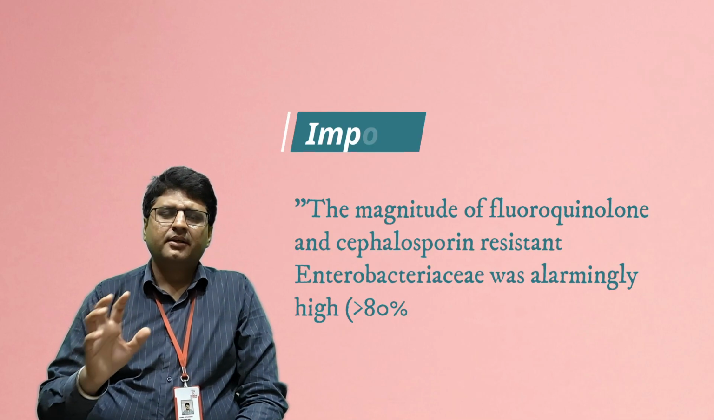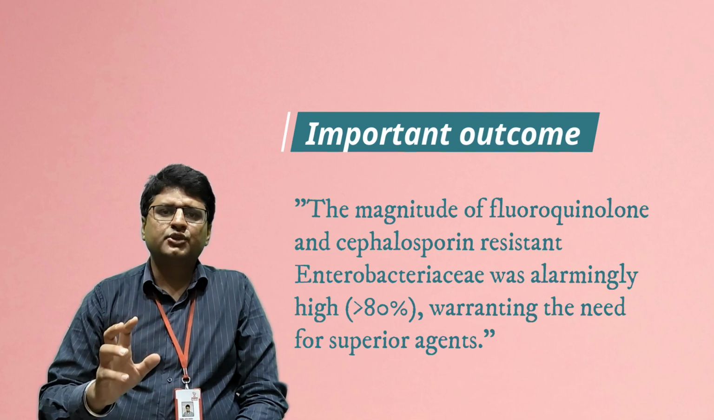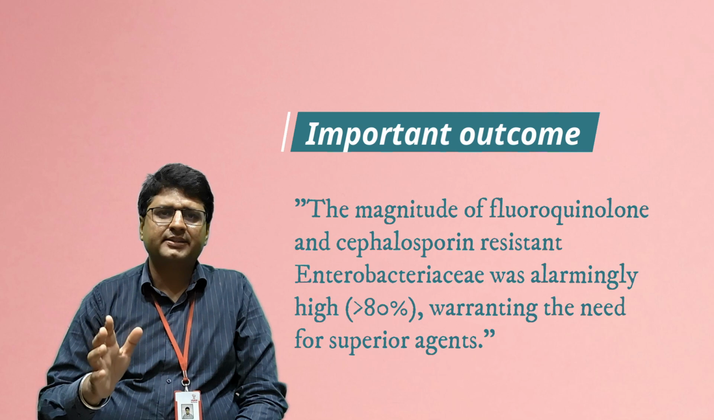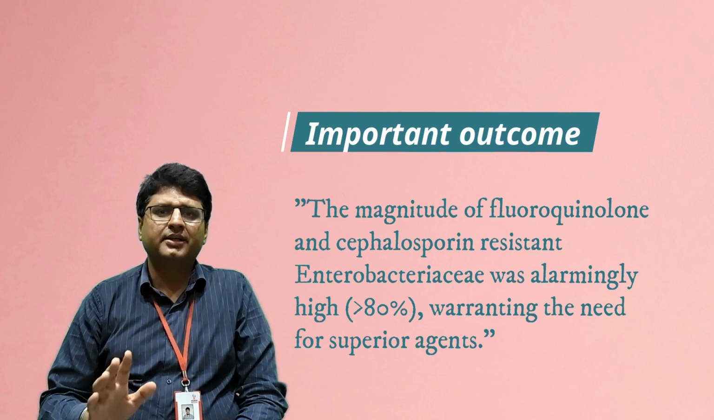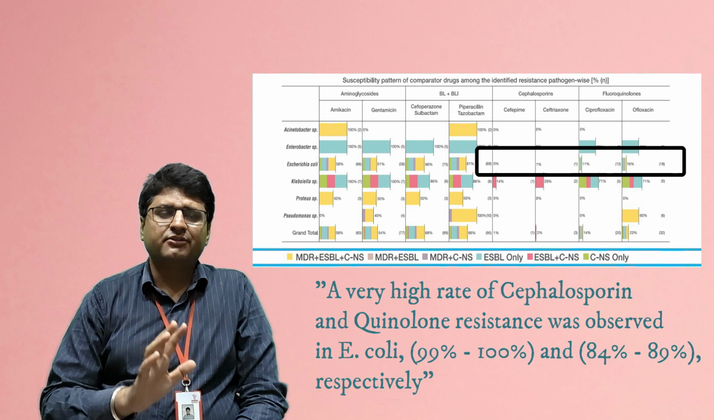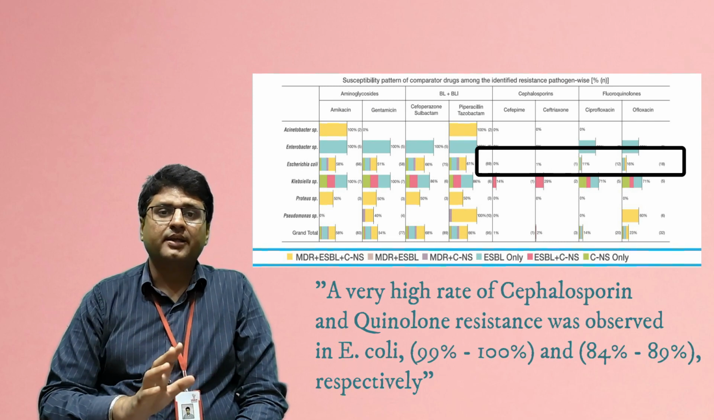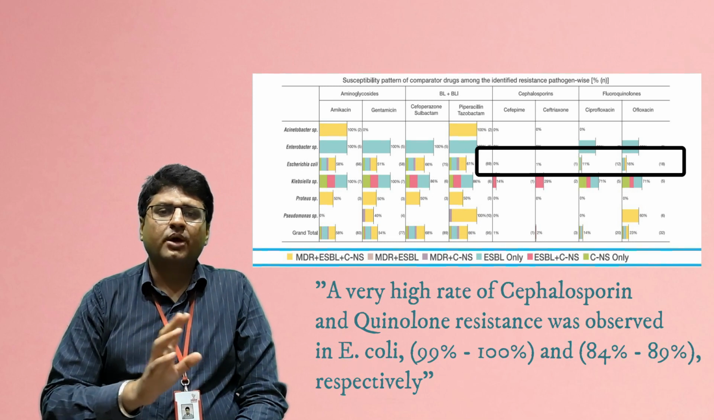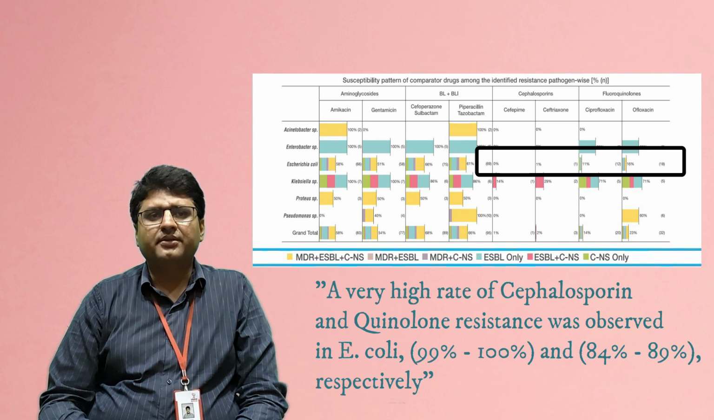So now coming to this important outcome of this abstract, the magnitude of fluoroquinolone and cephalosporin resistant Enterobacteriaceae was alarmingly high, that is more than 80%, warranting the need for superior agents. As discussed earlier, a very high rate of cephalosporin and quinolone resistance was observed in E. coli, that is 99% to 100% and 84% to 89% respectively.